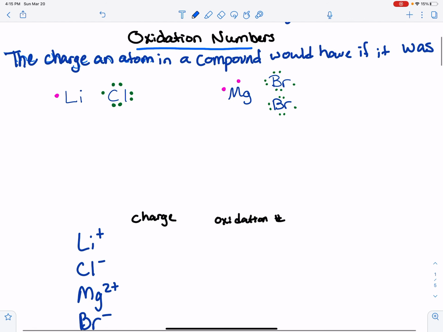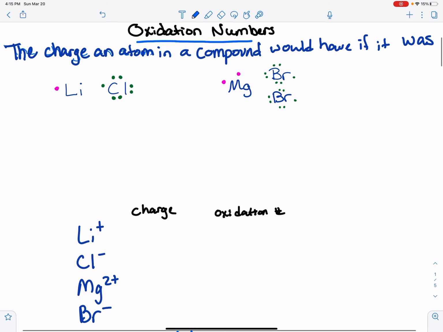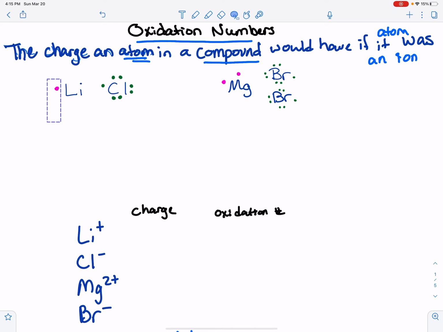So oxidation numbers: this is the charge of an atom in a compound, the charge it would have if the atom was an ion. Now, this concept for ionic things is not new at all to you. You've done this before. You already know that lithium right here will give the chlorine its electron because lithium wants to be +1 and the chlorine wants to be -1. You already know it's going to do that. And the same for magnesium.